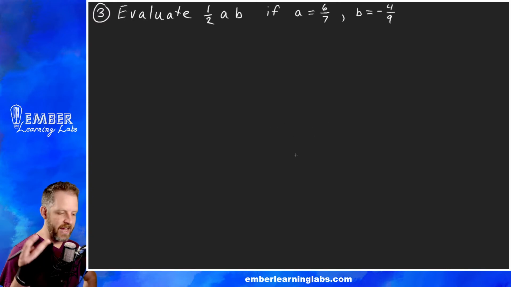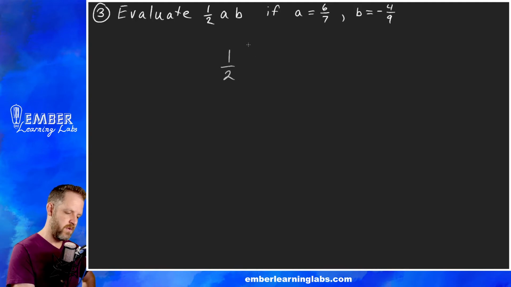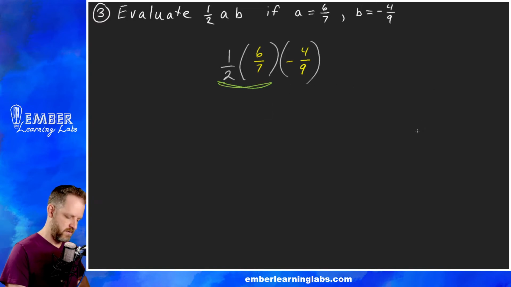So, just like every other one of these problems, we're going to start by rewriting this with parentheses where the variables live. So 1 half, parentheses, parentheses. No big deal. Then we're going to substitute this for A, 6/7, and that for B, negative 4/9. So we're going to do this first multiplication first. Sound like a good idea to y'all? Yes? Okay, good. I'm so happy for you.